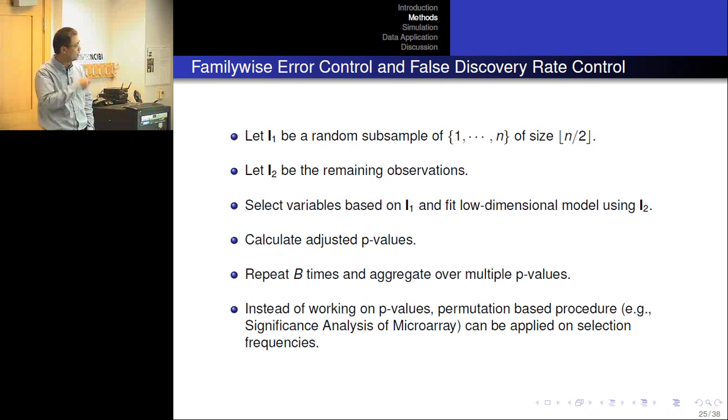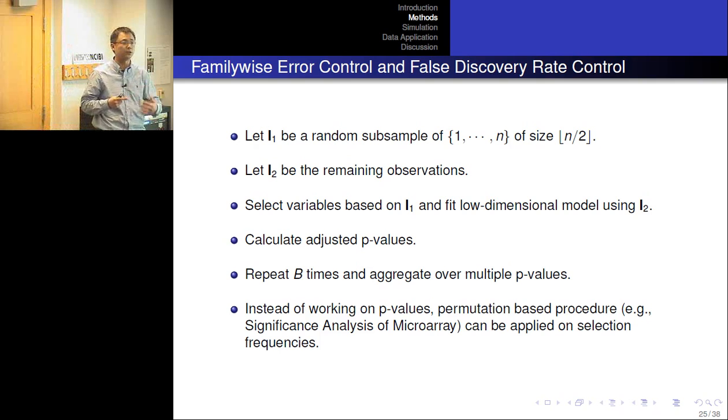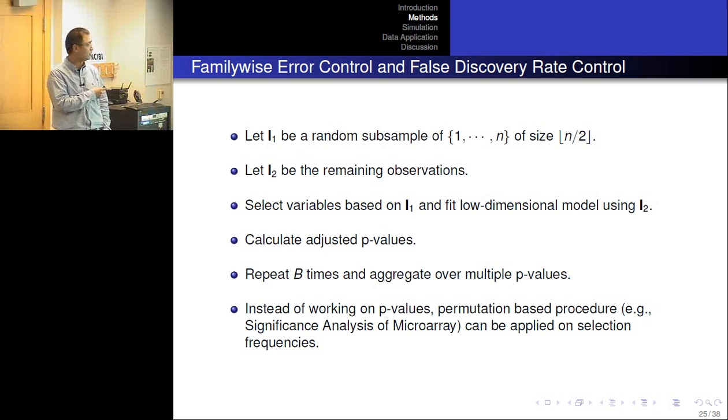That's why our group proposed some methods. It's a relatively simple modification. We can use Holm's procedure, and also we can use FDR control. Also, instead of working on the original p-value, we can use the permutation idea, for example, what they call the significance analysis of microarray. We just permute the response variable and the predictor, to mimic the situation where there's no signal at all. Then for each variable in the permuted data set, we can still calculate the selection frequency. We compare the original selection frequency with the permutation-based selection frequencies, so we can control false positives and determine the threshold.